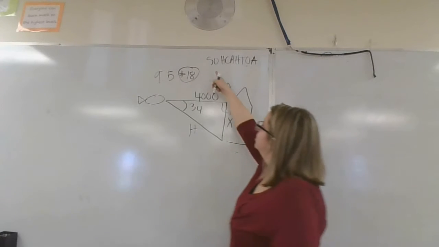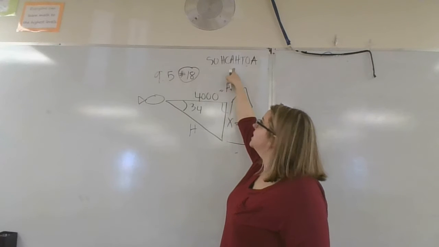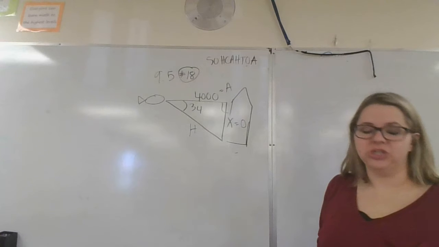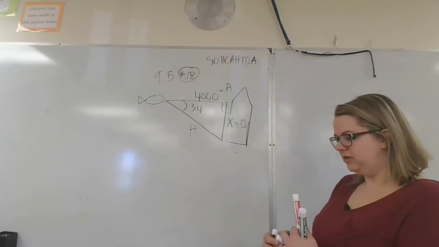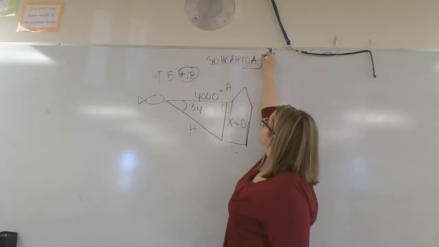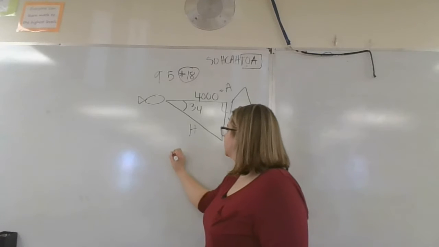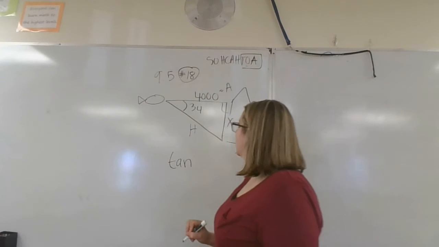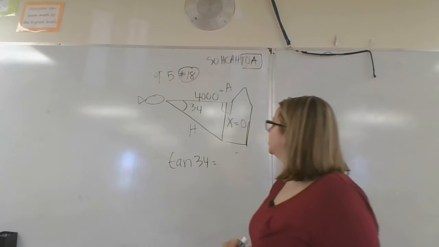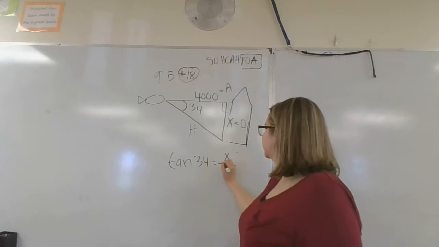If you're looking at SOHCAHTOA, sine is opposite over hypotenuse, cosine is adjacent over hypotenuse, and tangent is opposite over adjacent. So it's going to have to be tangent. That is the only one that has opposite and adjacent in it. So I'm going to do tangent of my angle, which is 34, equals, now my opposite is X and my adjacent is 4,000.